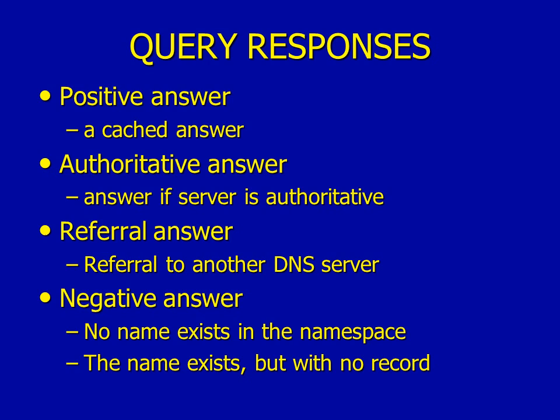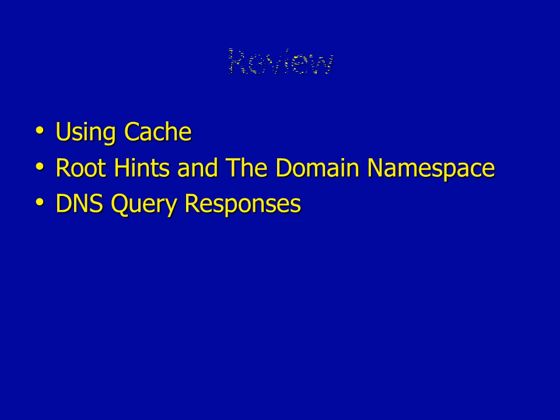So the query responses which we've looked at today include a positive answer. This occurs when we were looking at our cache. If it's stored in its cache, then it'll be a positive answer because it will have the IP or A record or PTR record or whatever record it's looking for. We've also got an authoritative answer. So we've looked at using the cache today, we've looked at using root hints and the domain namespace, and we've looked very quickly at DNS query responses.